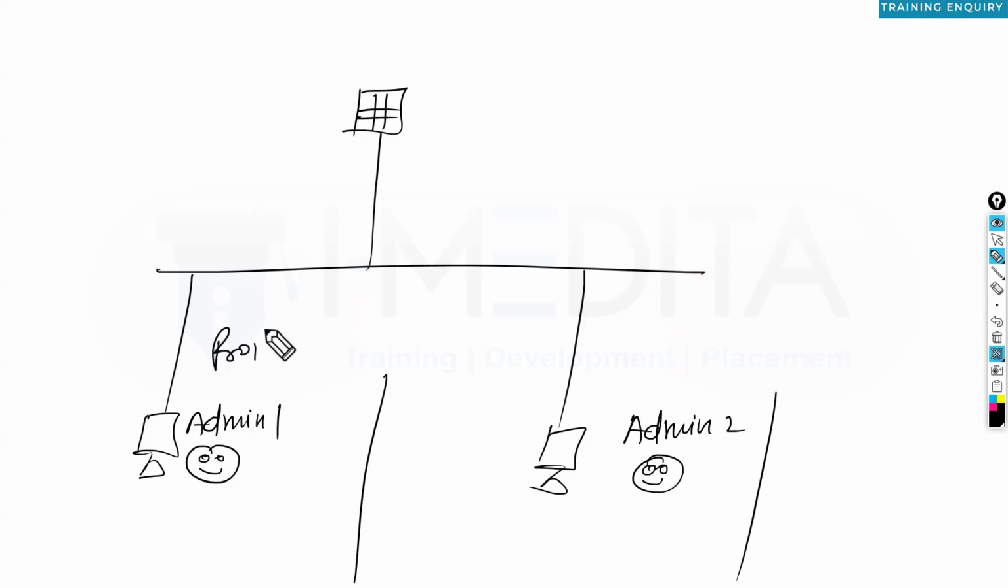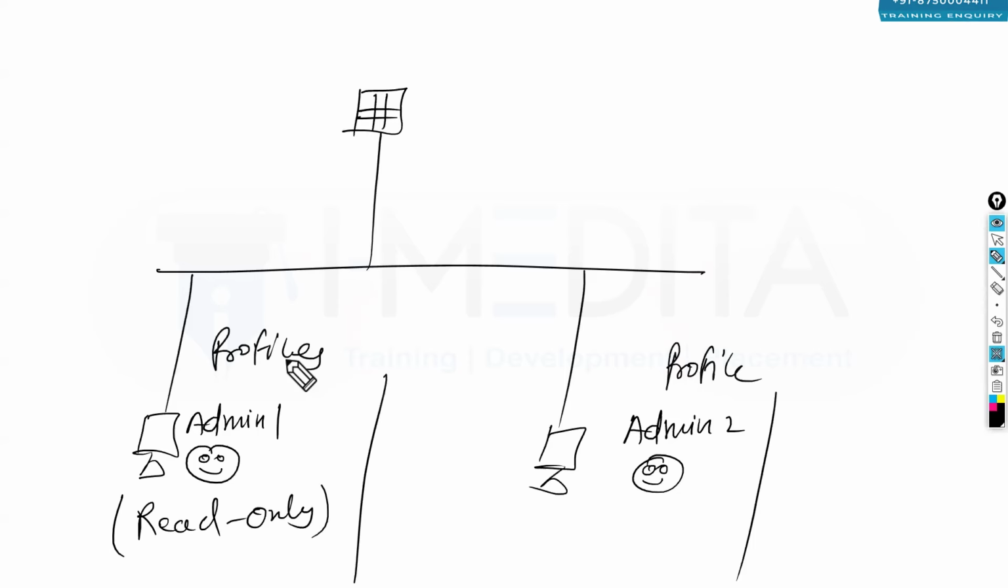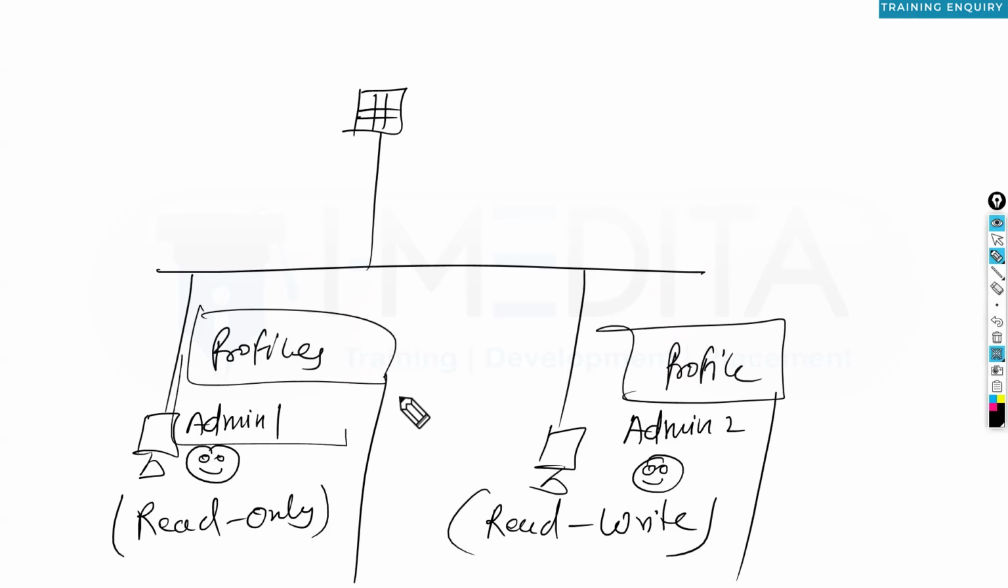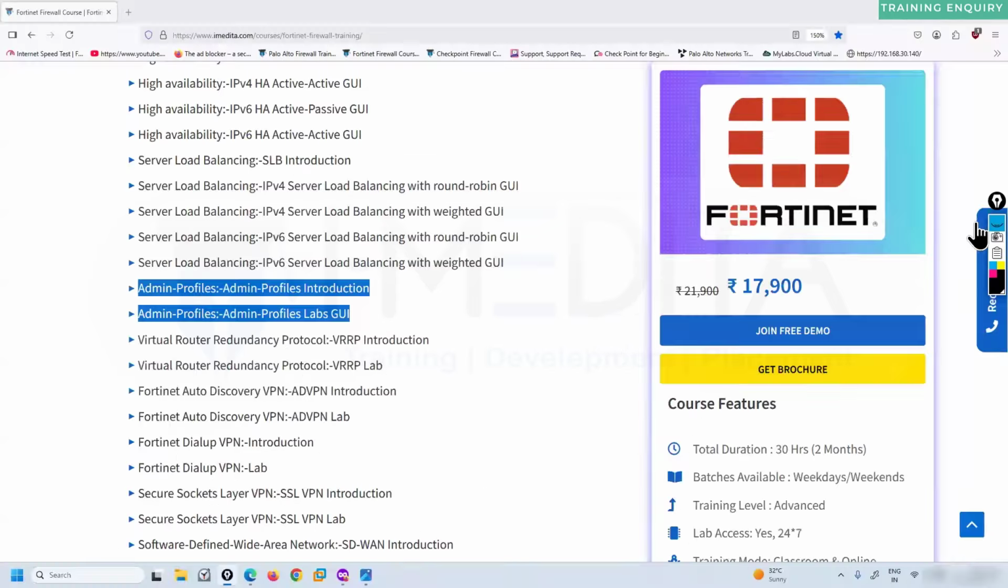So we can create profiles for both admins, so that admin 1 can only do read only. It can only read the configuration, but it can't configure anything because it is a fresher. Admin 2 is an experienced candidate. He or she has knowledge of how to configure things. So we can give admin 2 the right to do read and write, meaning along with reading the configuration, admin 2 can also configure something. What he or she can configure, you can define with the help of admin profiles. How to deploy it, we will learn practically here.